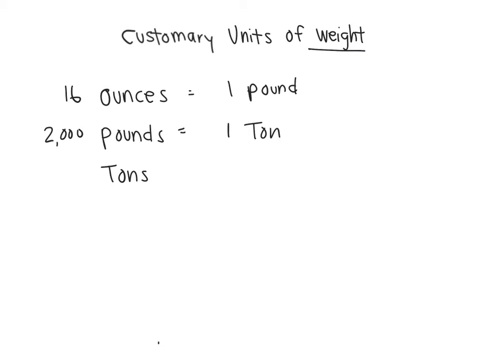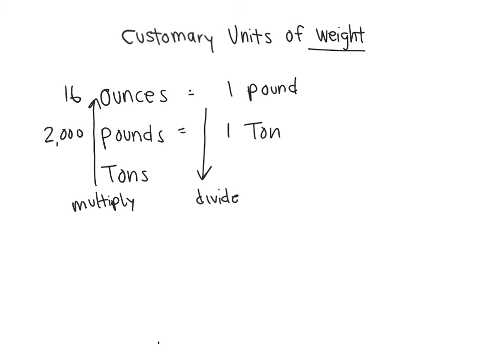So again, when we're doing our conversions, we have to decide, what do we need more of? What is smaller? So if we're trying to go from tons to ounces, we need more. If we're trying to go from ounces to tons, we need less. So when we need more, we need to multiply. And when we need less, we need to divide.